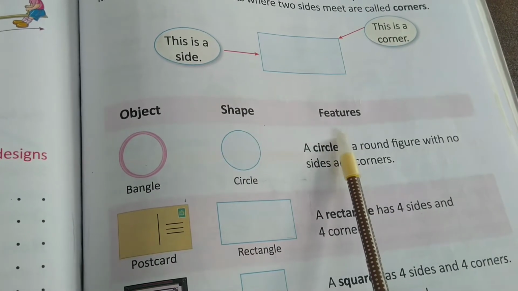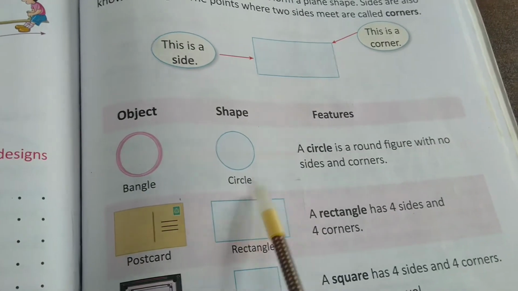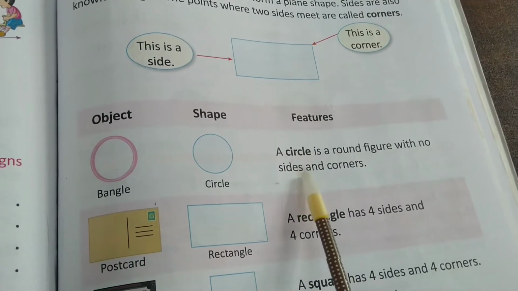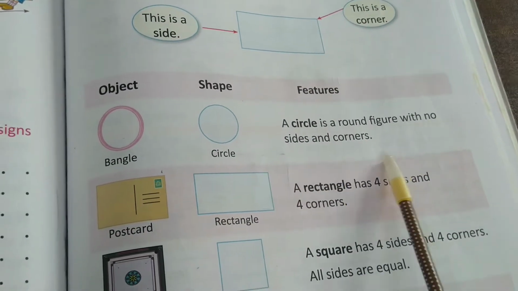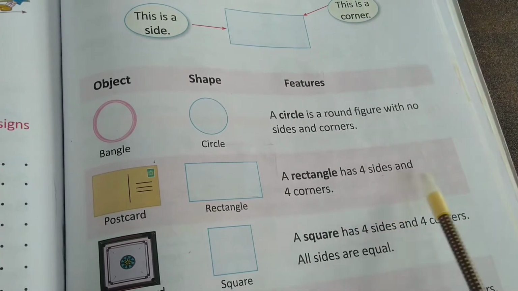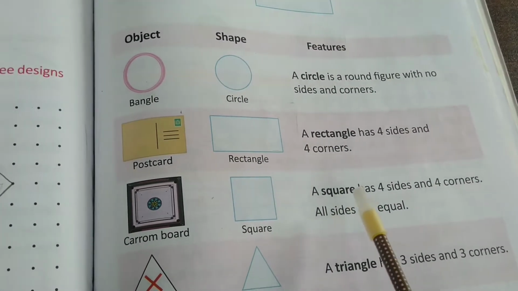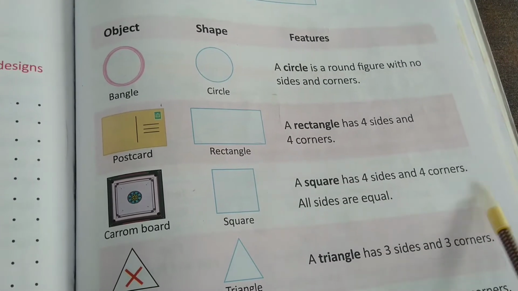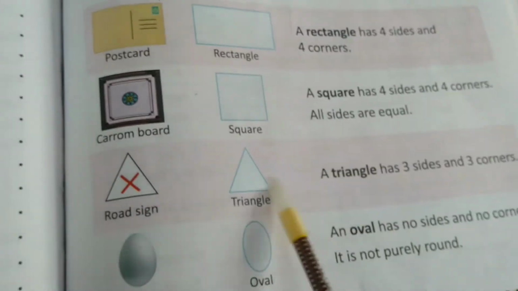Object, shape, features. Bangle: the shape of the bangle is a circle. The circle is a round figure with no sides or corners. Postcard: it is a rectangle. A rectangle has 4 sides and 4 corners. Carom board: square. A square has 4 sides and 4 corners. All sides are equal.